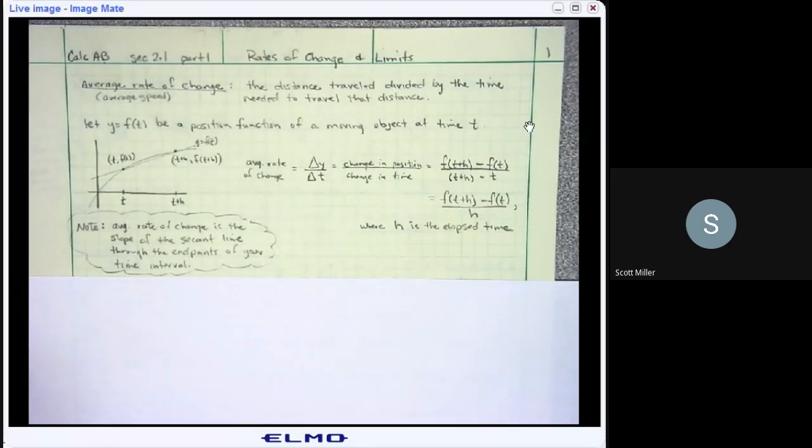Okay, so today we're going to be starting our calculus. We're going to look at section 2.1. Part 1 is our video today. We're going to be looking at this thing called rates of change and limits. Okay, so we're going to start off with an average rate of change.